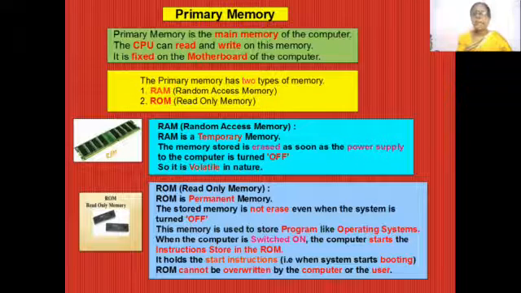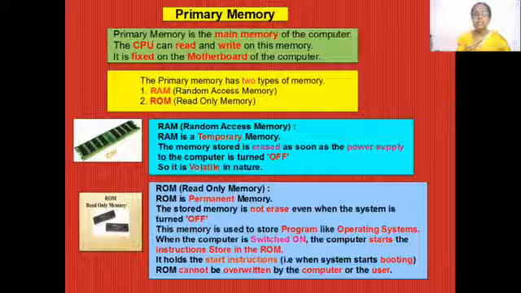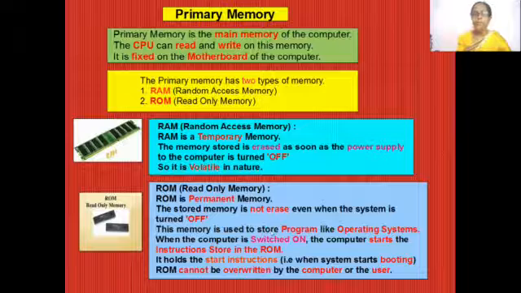RAM is random access memory. That is, whatever you type, you can see it on the computer, but it gets erased once the power supply is switched off. But the ROM is permanent memory. It does not get erased even if the system is switched off, because in this memory, programs are stored like your operating system.